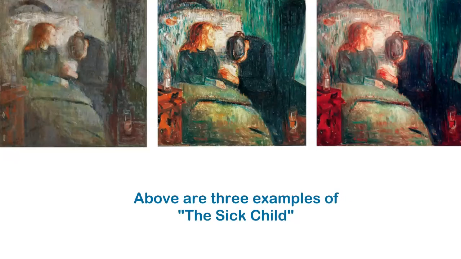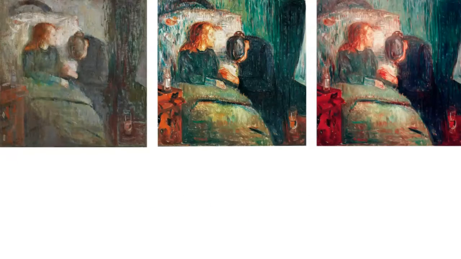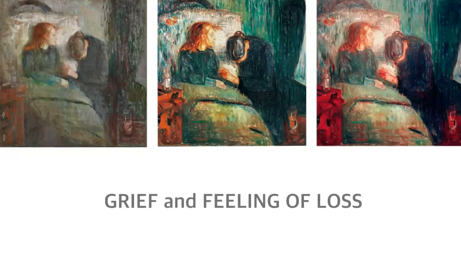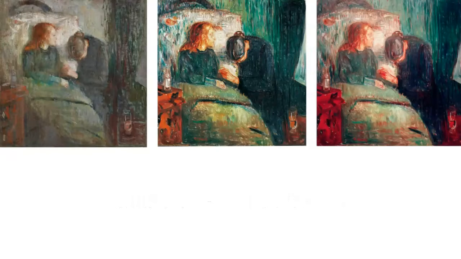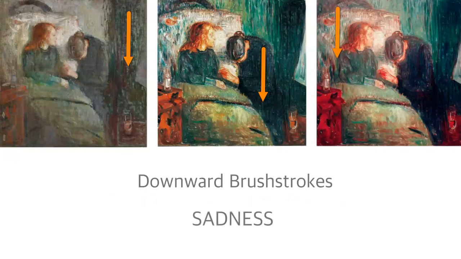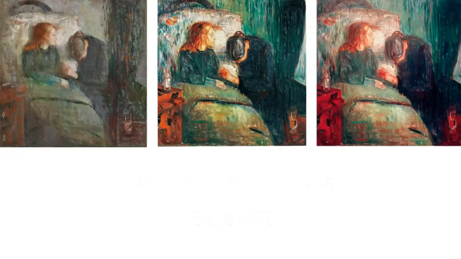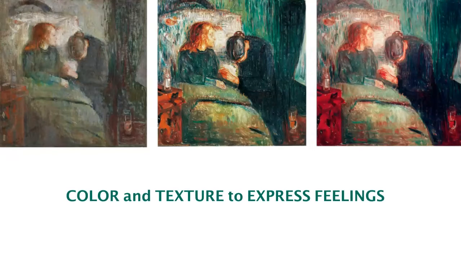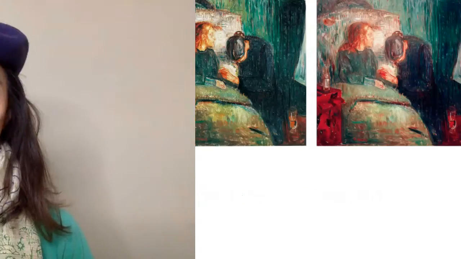Here are 3 examples of The Sick Child. Take a look at how Edvard Munch shows grief and feeling of loss. He uses these downward brushstrokes to show sadness. Edvard Munch was a master at using color and texture to express feelings. Today, we will focus on portraits.